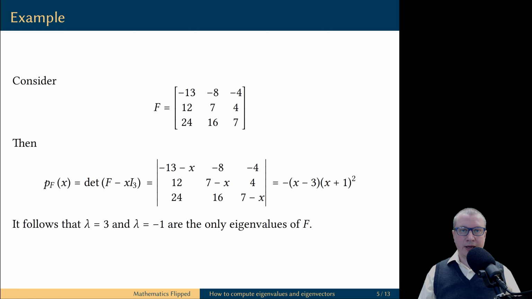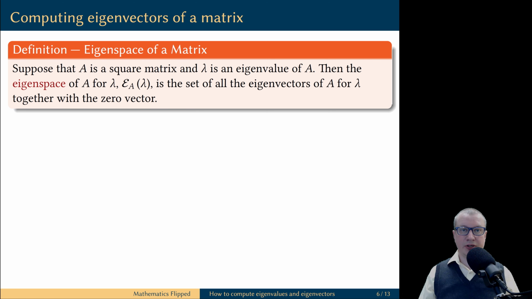Once we established the eigenvalues of a matrix, we will look for the eigenvectors which correspond to each of the eigenvalues. One caveat is that each eigenvalue has infinitely many eigenvectors which correspond to this eigenvalue. Suppose we have a square matrix A and lambda is one of its eigenvalues. Then the eigenspace of the matrix A for the eigenvalue lambda is the set of all eigenvectors of the matrix A corresponding to the eigenvalue lambda plus the zero vector.